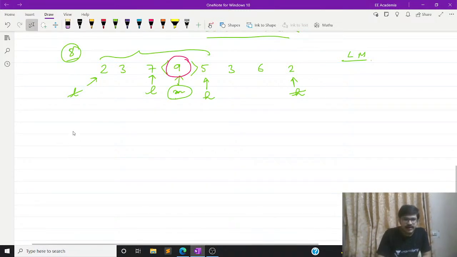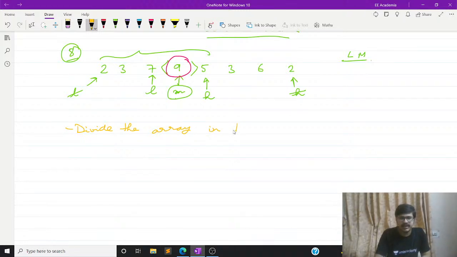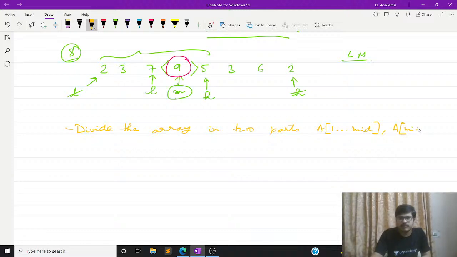So let me write what we did here. Divide the array in two parts: A of 1 up to mid and A of mid plus 1 up to n.